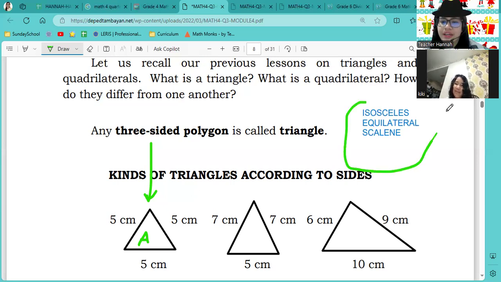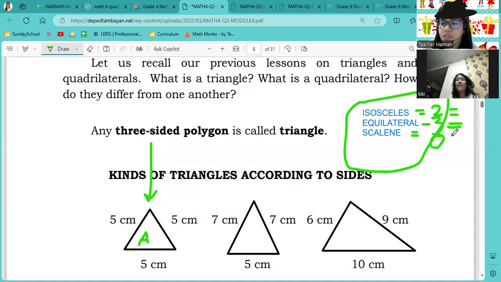Equilateral, huh? Equilateral has 3 sides equal. Isosceles has 2 sides equal. Scalene has no sides equal. Okay, Michaela? Don't forget that. How about letter B? What kind of triangle is letter B?